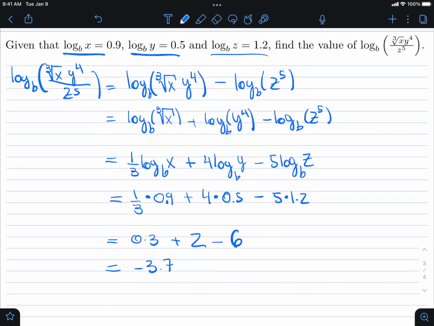Just double check with my calculator, because if this is a test, I don't want to mess it up. So I want to double check everything just to be safe. And it does look like I'm correct, and that is the answer to this question.